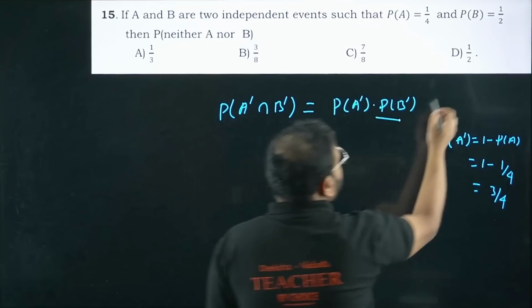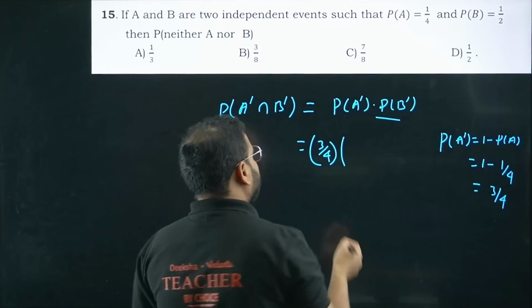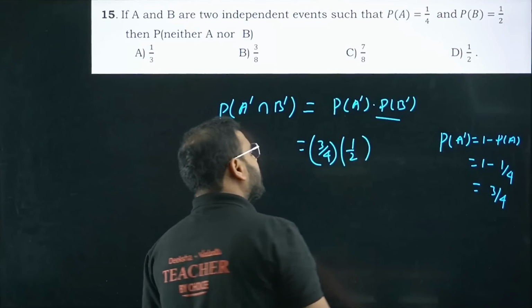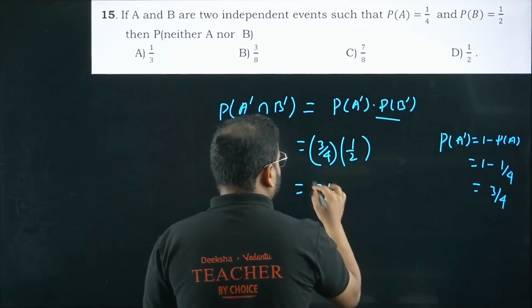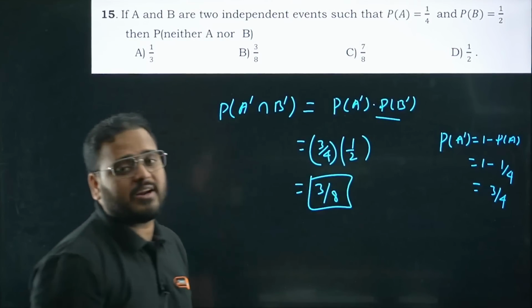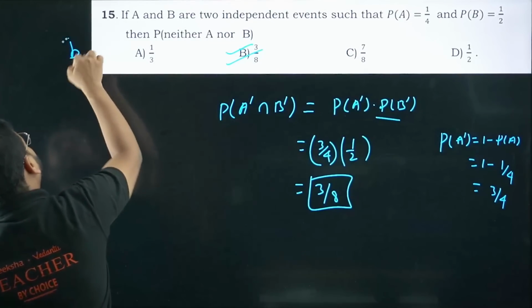Same way for P(B'), I'll get 1 minus 1 by 2. Sorry, 1 minus 1 by 2 will be 1 by 2 again. Excuse me, 1 minus 1 by 2. Okay, so I get 3 by 8, sir. 3 by 8. Please check. 3 by 8 is the right answer. Option is B.